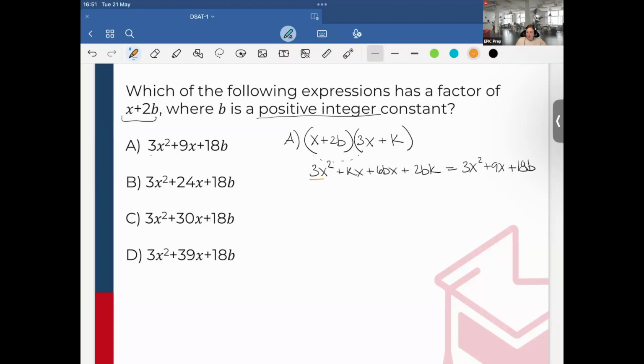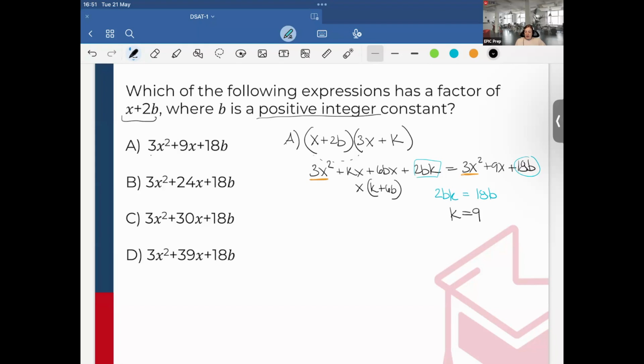So we can see 3x squared is equal to 3x squared. Here, I'm going to have to factor out the x. This would be k plus 6b. And then I can also see that 2bk is going to be equal to 18b. So 2bk is equal to 18b. I can divide each side by 2b, and I get that k is equal to 9.